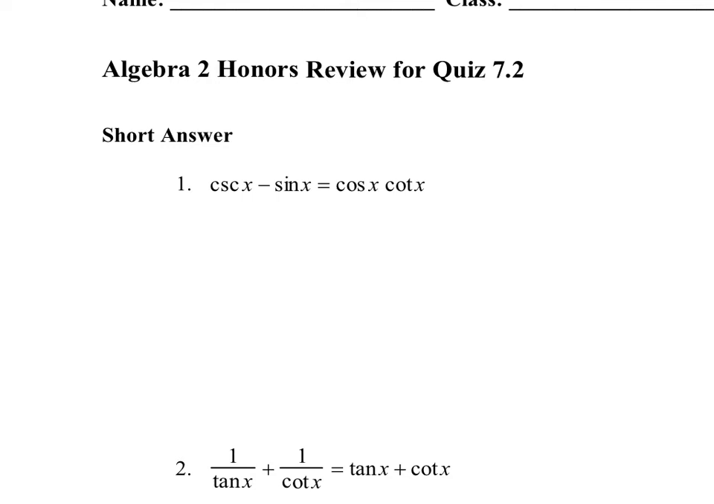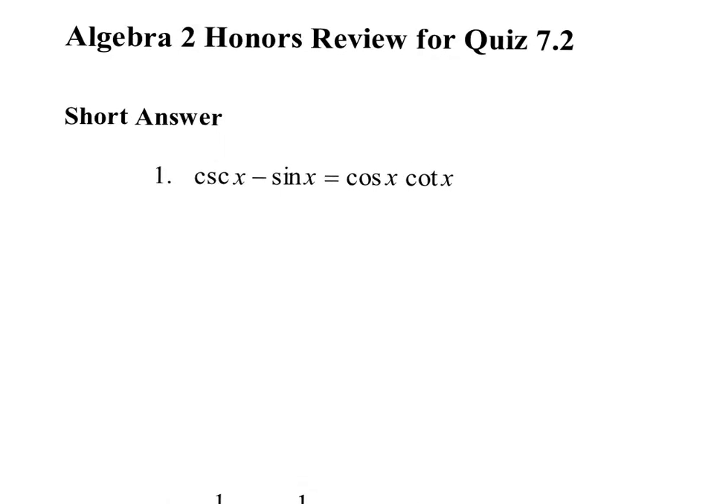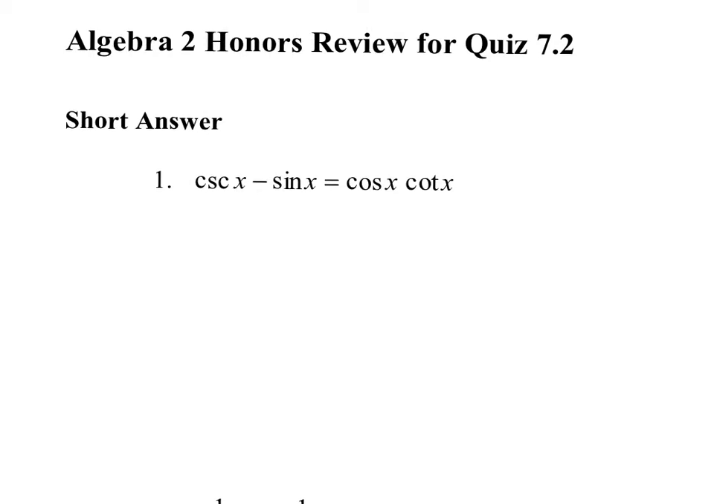Okay, so for number one, the way that I'm going to solve this one is I'm going to change them into sines and cosines. So what I'm going to do is I'm going to change cosecant into its reciprocal, which is 1 over sine. So I'm going to change cosecant, and I'm going to make it 1 over sine x minus sine x. And I'll put a 1 underneath, because now what I want to do is find a common denominator. My common denominator is going to be sine.